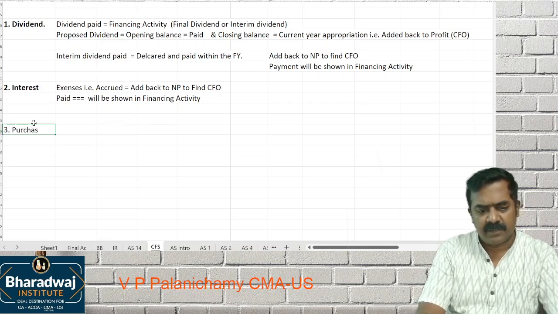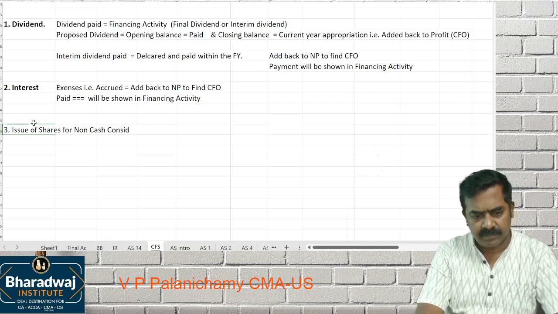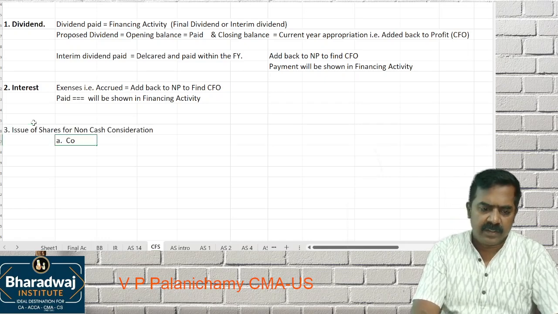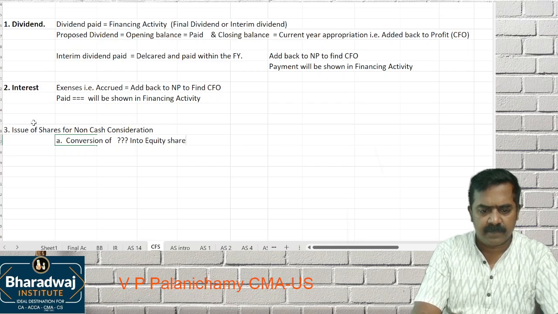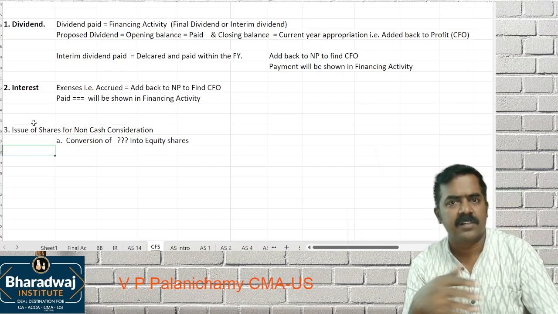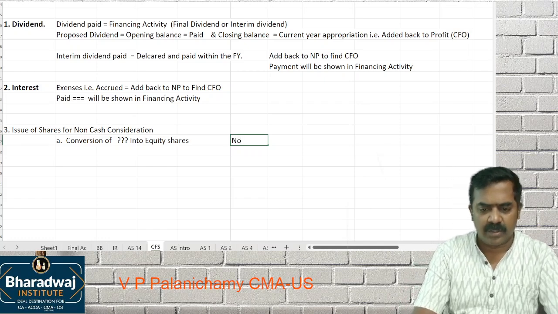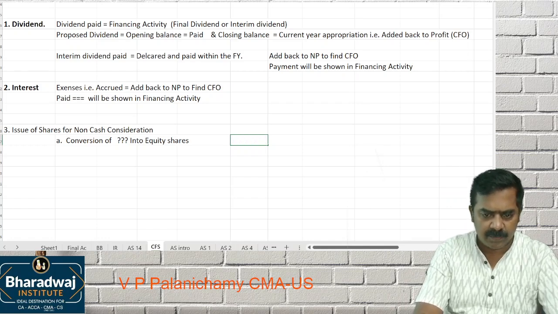What about purchase of assets or issue of shares for non-cash consideration? For example, conversion of debentures, bonds, preference shares into equity shares. Will it come in cash flow statement? No. It will be shown in the form of what? Notes to accounts. Or it will be given in the form of disclosures.